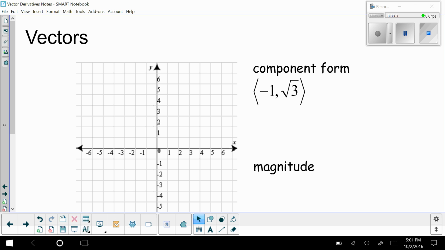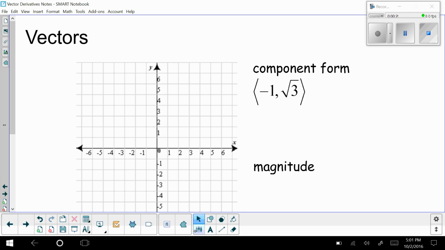So, much like I did with parametrics, I wanted to do a quick review of vectors. Vectors are pretty straightforward. In calculus, we like to use vectors in component form, where we're given how much we are moving in terms of x and how much we're moving in terms of y. They don't have to be called x's and y's, but it's that same idea.